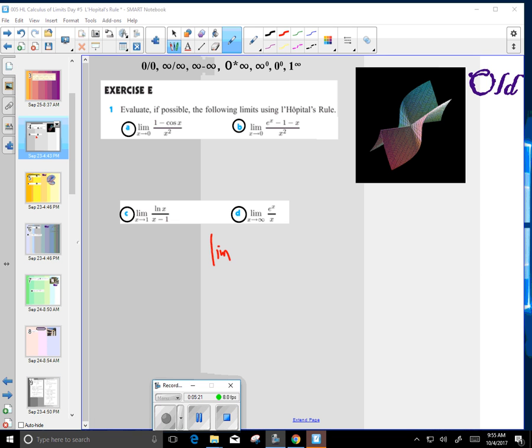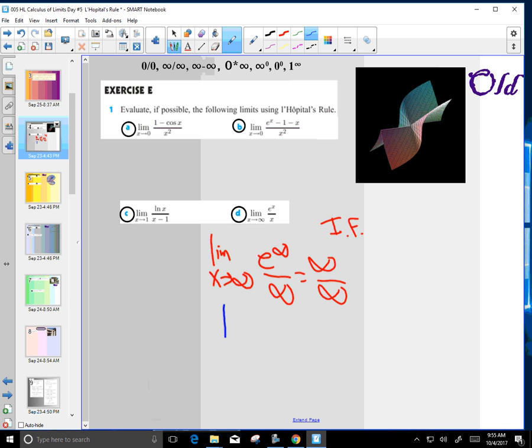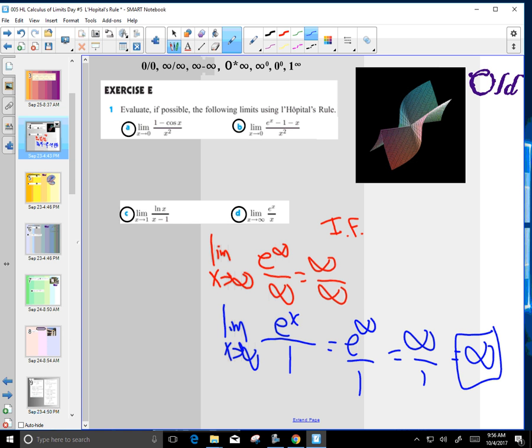The limit as x approaches infinity of e to the x over x is infinity over infinity. Is that just infinity over infinity? Yep, that's an indeterminate form. But the sad thing is when I take the derivative of the top, what's the derivative of e to the x? E to the x. And what's the derivative of x? 1. So this is just going to be e to the infinity over 1, or just infinity over 1. And what is that? It's not an indeterminate form, so it is just infinity. Now let's talk about infinity a little bit.